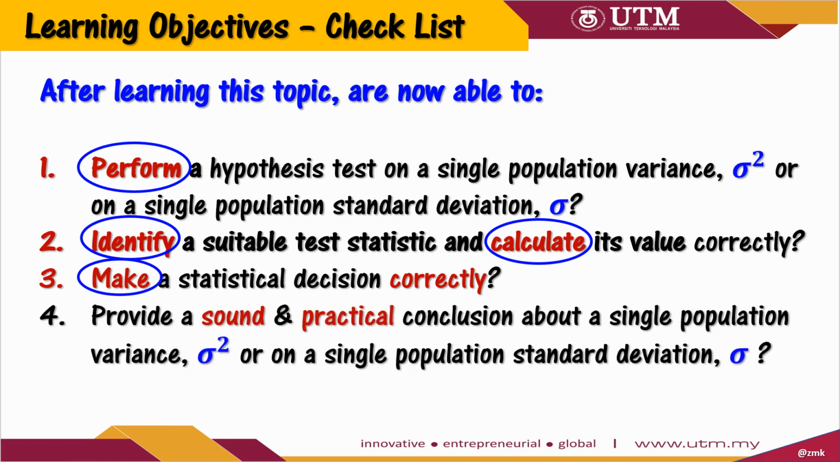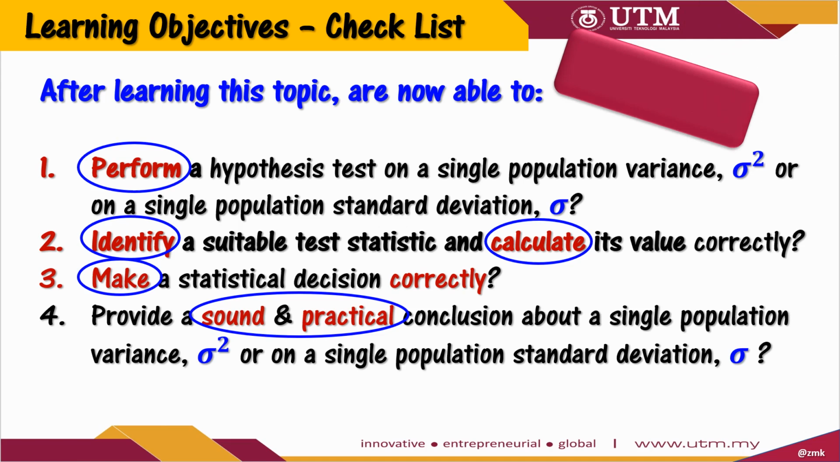Finally, are you now able to provide a sound and practical conclusion about sigma squared or sigma that you have tested? At this stage, you must answer the question in layman terms, implying what you mean by rejecting or not rejecting H0. I really hope you are able to achieve all these topics' learning objectives, which are rather straightforward. We'll see again in the upcoming videos on testing other population parameters covered under Chapter 4.